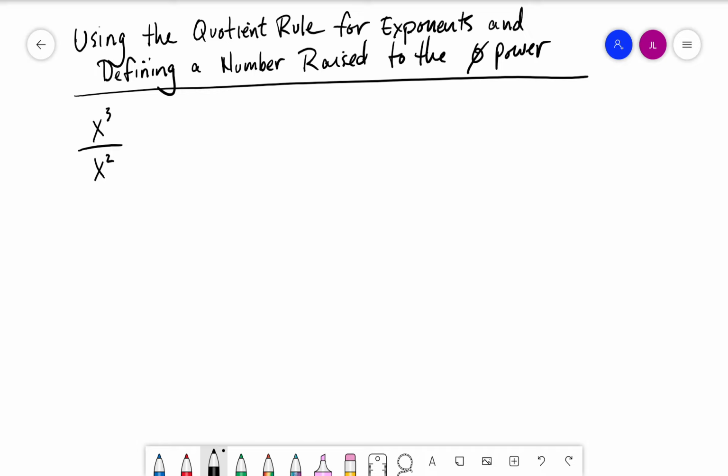Okay. So if we look at this, we have a fundamental principle of fractions here. We can divide the numerator and denominator by common base factors, which means if we write the top as x times x times x, which is x cubed, and write the bottom as x times x, then we can factor out that x and that x, and all we have left is just x.